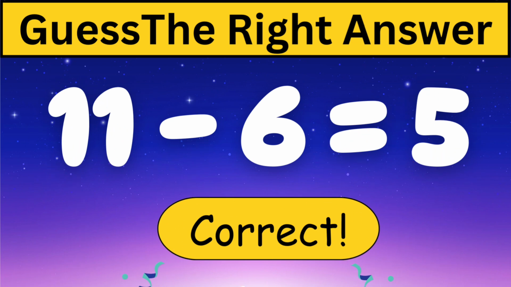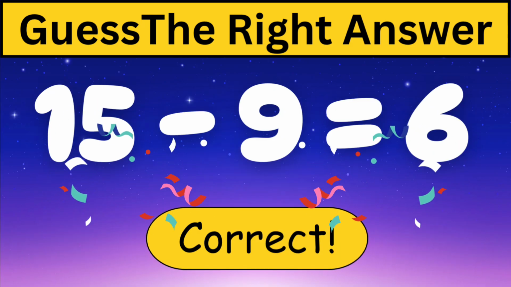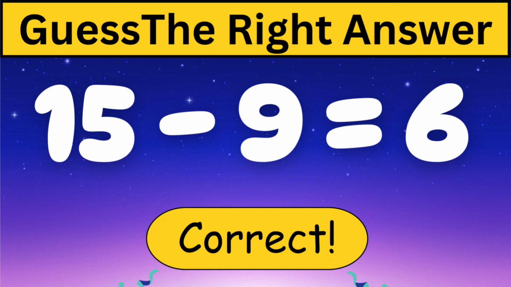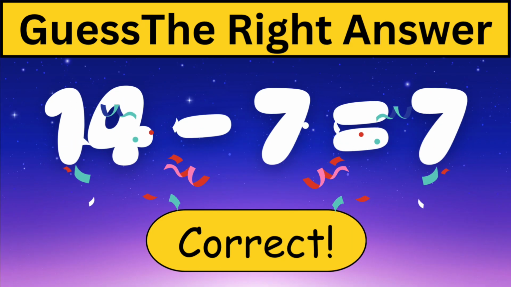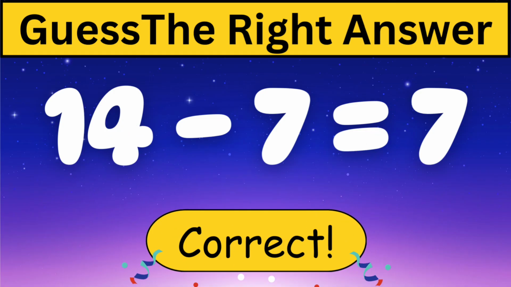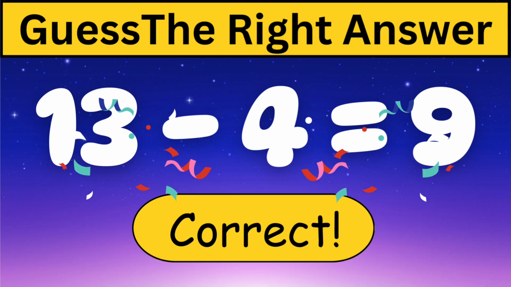Great job. What is 15 minus 9? Correct. It is 6. Awesome job. Here's another challenge. 14 minus 7 equals. Correct. Answer is 7. Brilliant. Let's try this one. 13 minus 4 equals. The correct answer is 9.